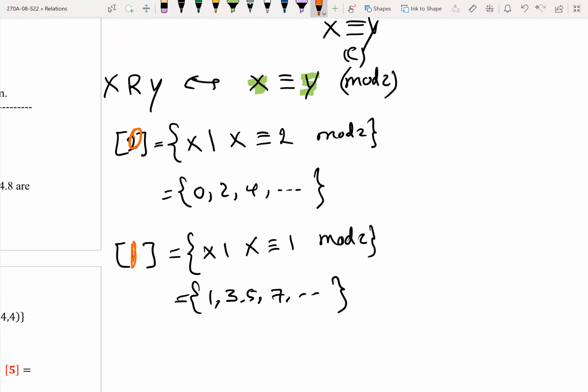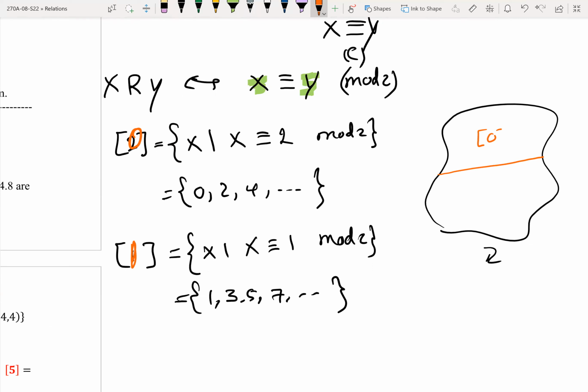So the thing is, if you have the set of all integers, it is divided exactly into two different parts, two different partitions. One is all elements in the class of 0, which means they have the same remainder as 0, 2, 4. And the other one is the set of all elements that have the remainder of 1.